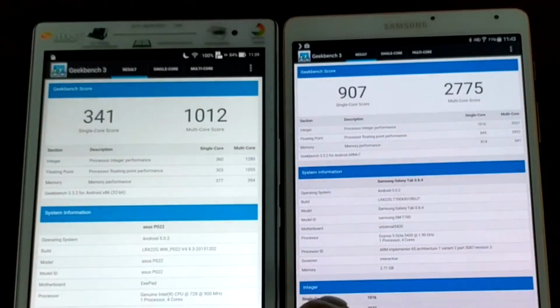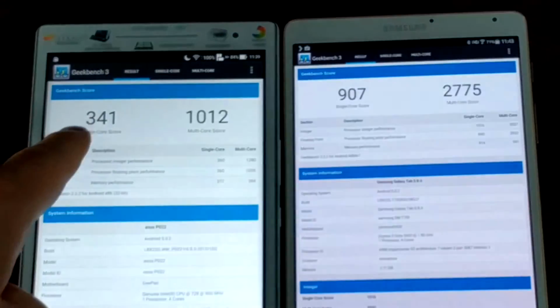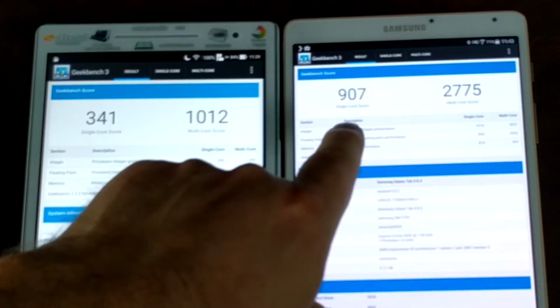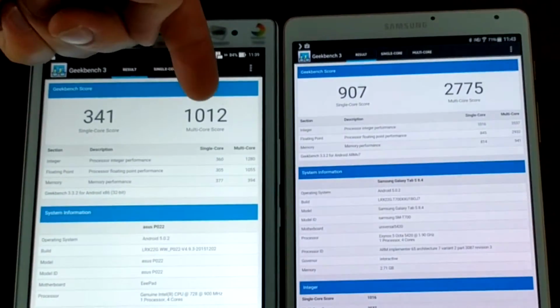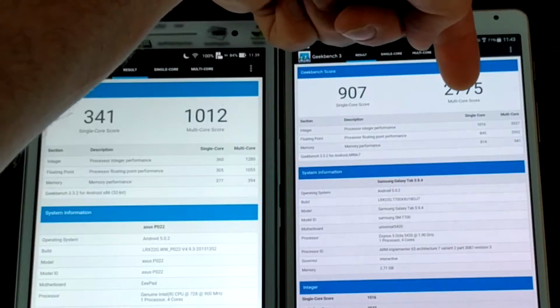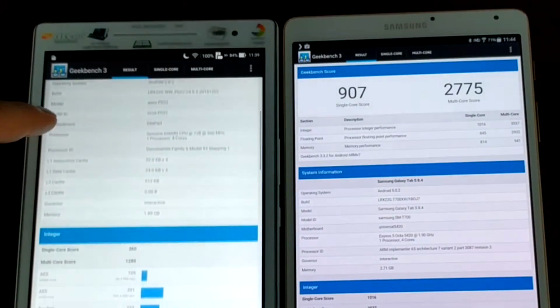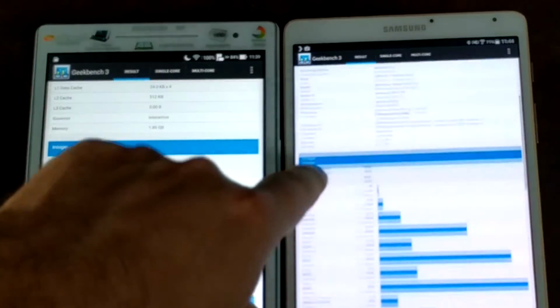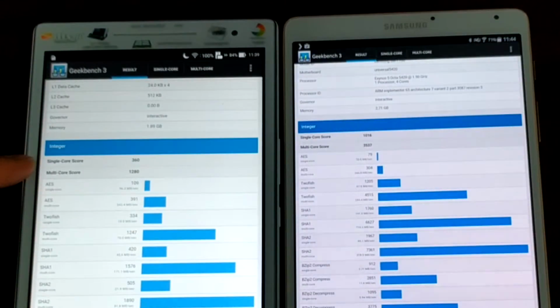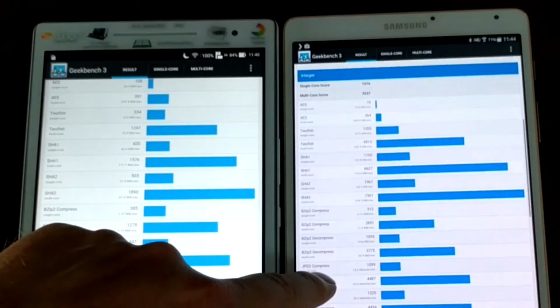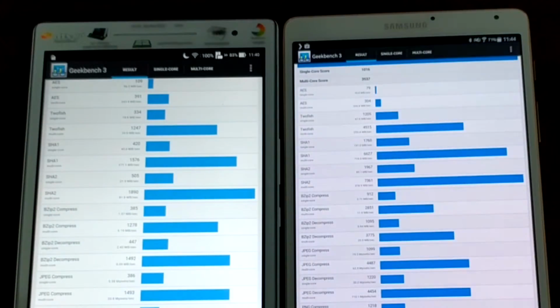Okay, so quite some considerable difference here. We've got single core of 341 as opposed to 907, and then a multi-core of 1012 to 2775. So the Samsung really does wipe the floor with this little Asus. The Asus cannot keep up with it at all. The output is, you know, night and day between the two.